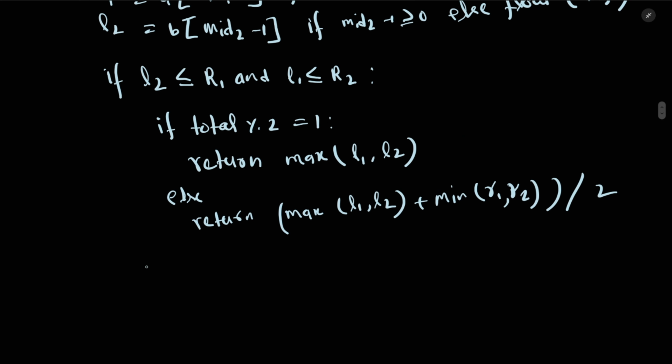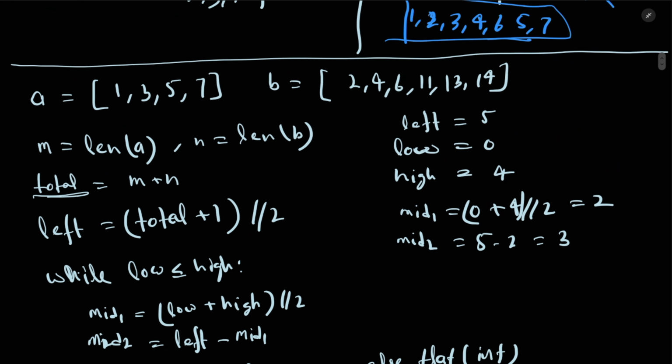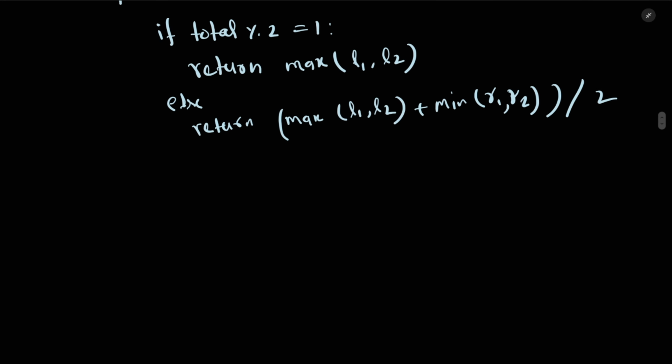So here we can check else if. There may be two conditions: maybe L2 is greater than R1, or L1 is greater than R2. So we need to check both conditions. We can check if L2 is greater than R1. If L2 is greater than R1, so what is L2? We don't need to check the L2. We can do the L2 in the else part, since we are running the binary search on A. So let's check the L1.